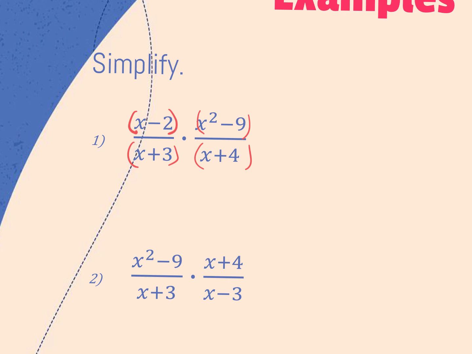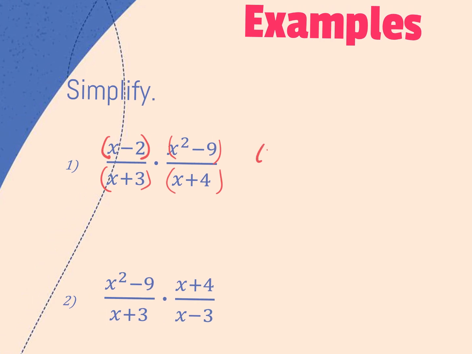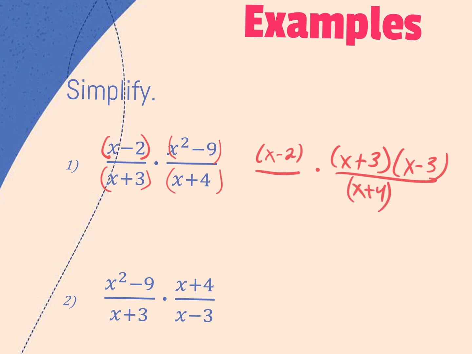So I like to look at everything in pieces. Top left, is there anything I can factor out of x minus 2? No, so I'm just going to rewrite x minus 2. Top right, is there anything I can factor out of x squared minus 9? What does that become? X plus 3 and x minus 3. Bottom right, x plus 4. Anything I can factor out? No, so it's just x plus 4. And then bottom left, anything I can factor out?